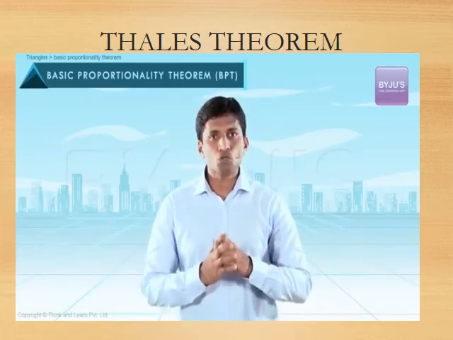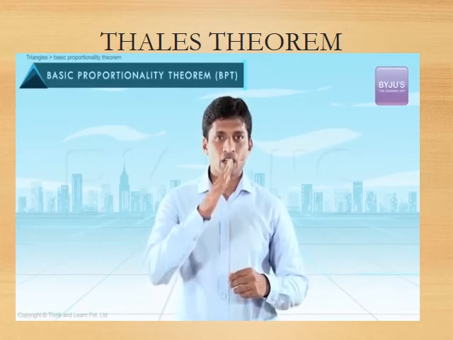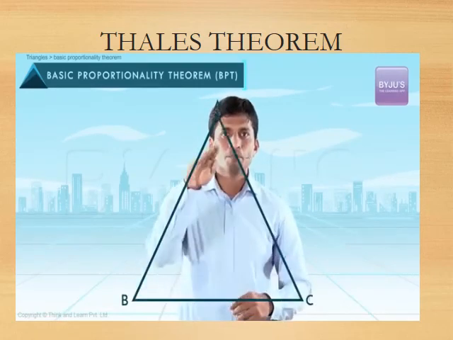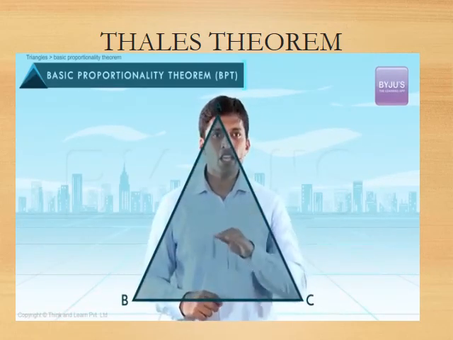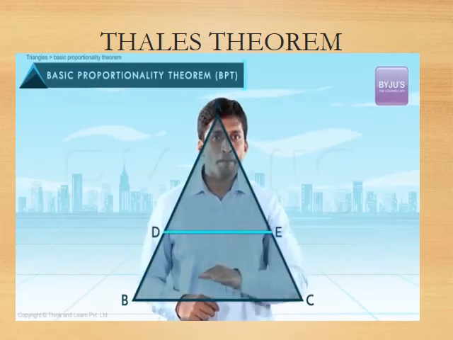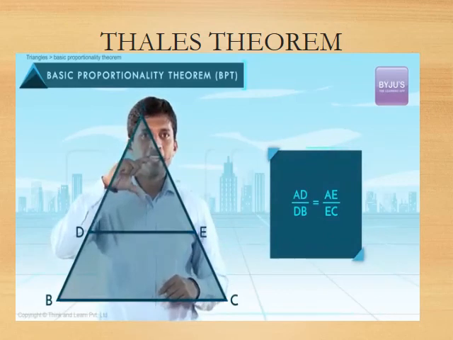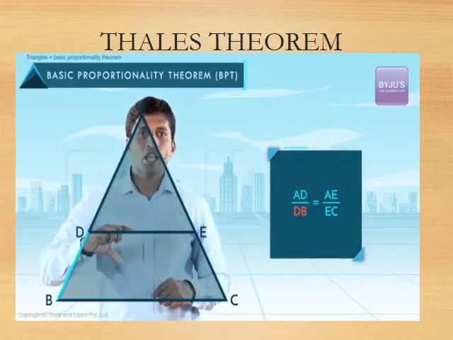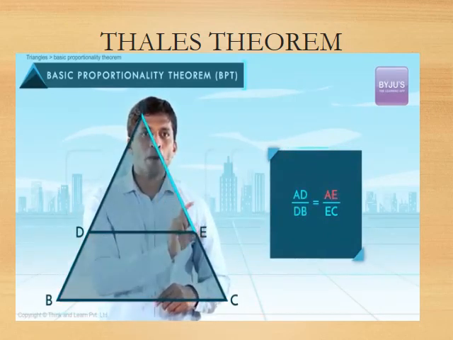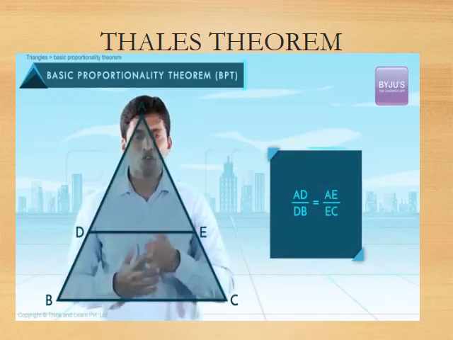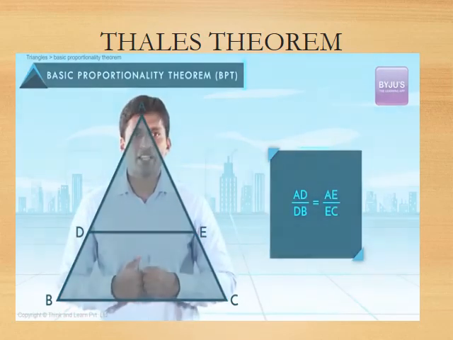So what we are supposed to do here is, first I'll take a triangle ABC. Now in this triangle ABC, take DE parallel to BC. We have to prove that AD by DB is equal to AE by EC. This is the proof which we have to do, and that will be basic proportionality theorem.